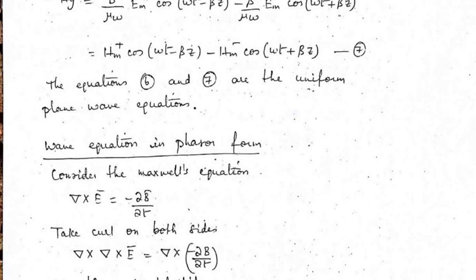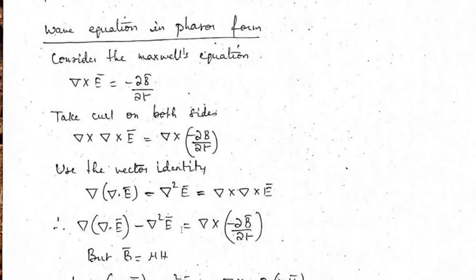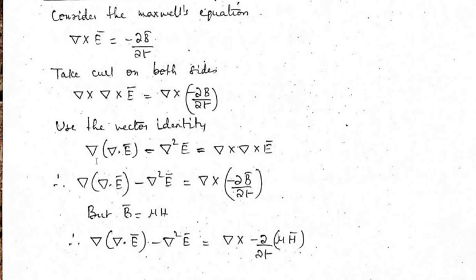Next topic is the wave equation in the phasor form. Again we need to start with the same equation, that is Maxwell's equation. Del cross E is equal to minus dou B by dou t. Now apply curl on both sides, that is del cross del cross E is equal to del cross of minus dou B by dou t. Now you can use the vector identity, that is del into del dot E minus del square E is equal to del cross del cross E. So in place of this del cross E we can substitute minus dou B by dou t.